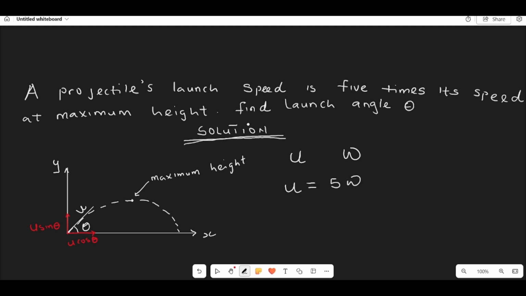5w. But at maximum height we are only left with velocity in the horizontal direction, and in projectile motion the velocity in the horizontal direction does not change. It means that it remains the same throughout the whole journey. That means our velocity at maximum height is the same as u cos theta. So our w here is u cos theta. u equal to 5u cos theta.